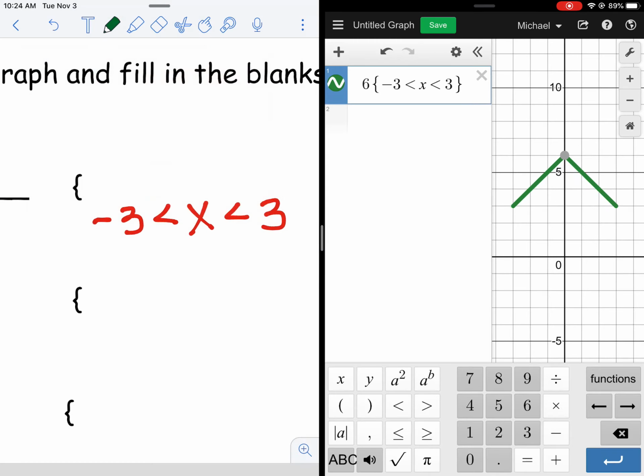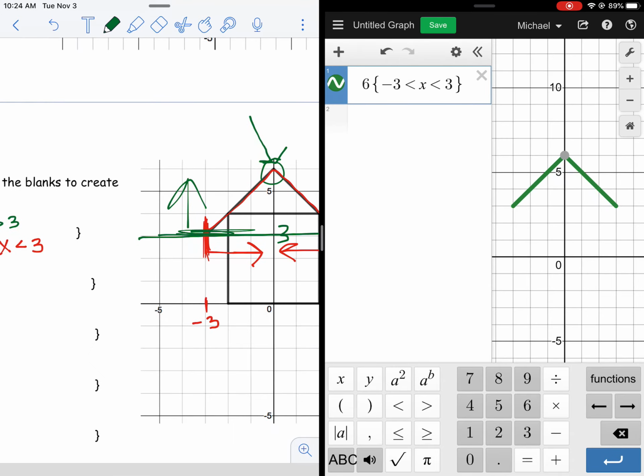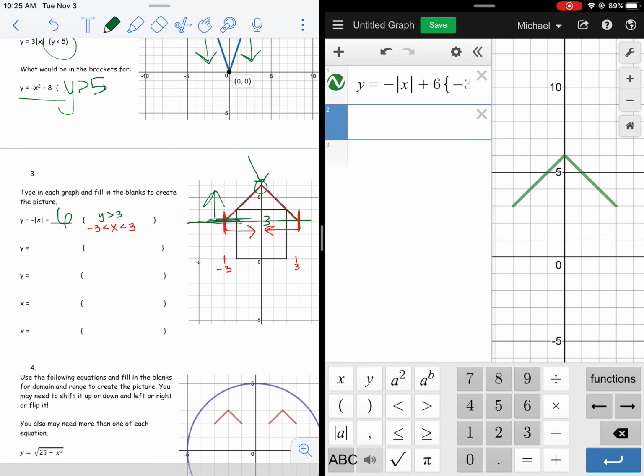If you wanted to use the y's, which are in green, it was y is greater than 3. And the reason that's 3 is because you're looking at the y coordinate, looking at your y-axis. I should do +6 there. Okay, there's the roof. Let's go on to the sides.